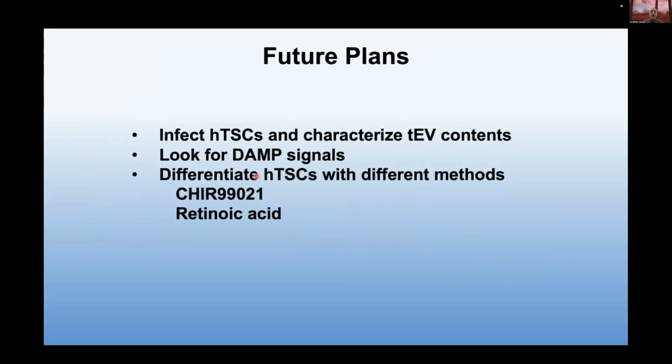So the future plans: we're going to infect these and characterize the EVs. We're going to look for these DAMP signals because I think this is going to be important, not only for our case, but for maternal immune responses in general. I think this is going to be an important thing, these DAMPs. So I really am hoping people will look at them.